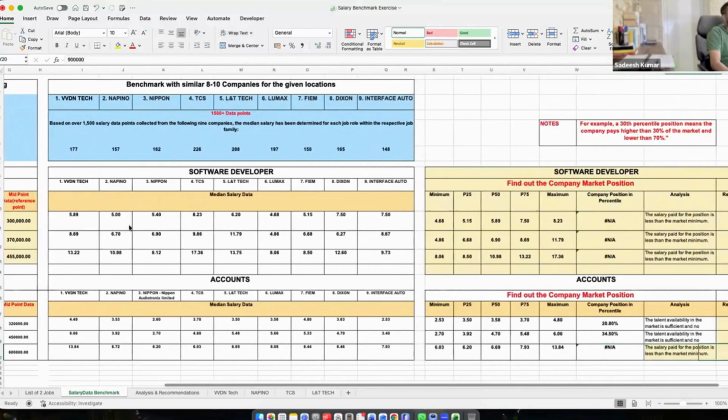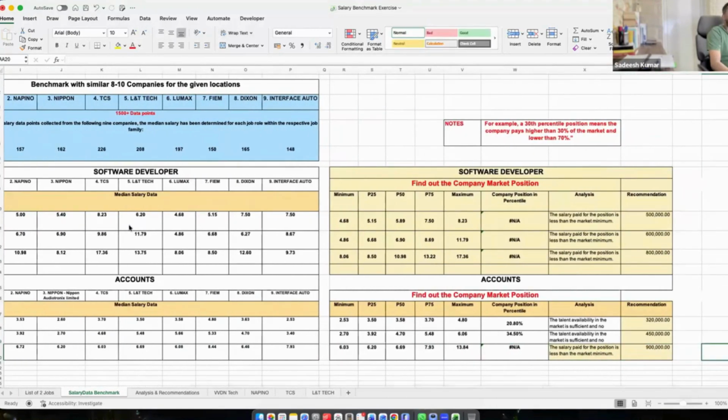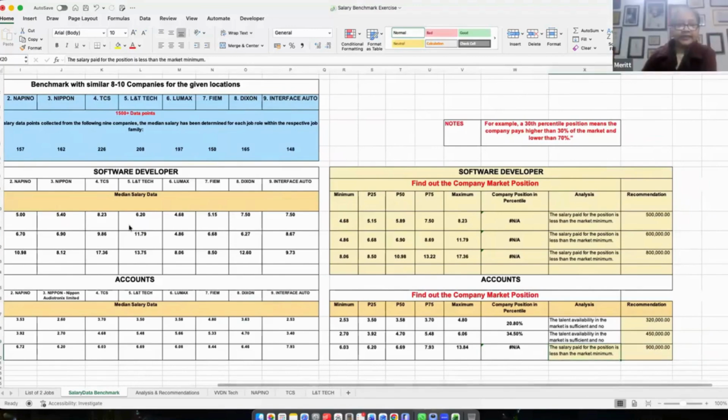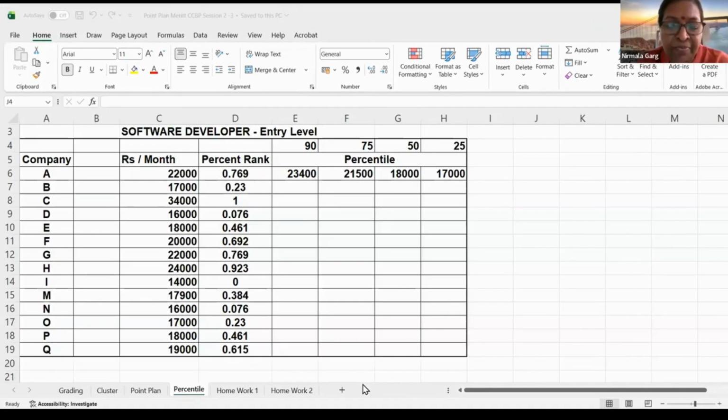So this was the benchmarking exercise that we did yesterday. Okay, great. Thank you so much, Sadish. Good job done. This is a very interesting exercise, which is absolutely practical. She has given you two positions and market data. Now, depending on where I want to position myself vis-a-vis the market, you have to calculate.